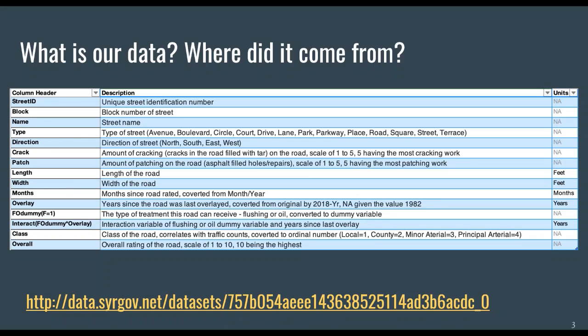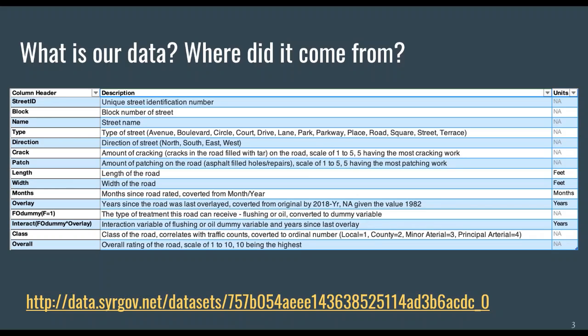Crack rating on a scale of 1 to 5 rates the crack repair job on the road in question, 5 being the best, 1 being the worst. Patch, same deal. Rating of the patch repair job on each road, 5 being the best, 1 being the worst. Length of the road, width of the road. Months since last rating of the road in question, broken down by month and year. Overlay is the years since the last repaving of the road in question.